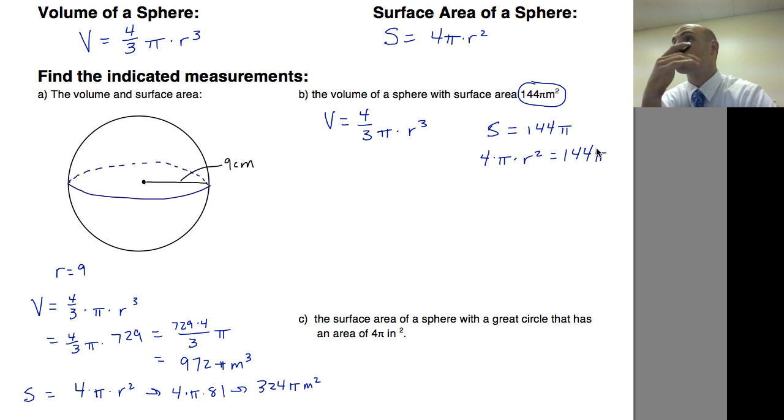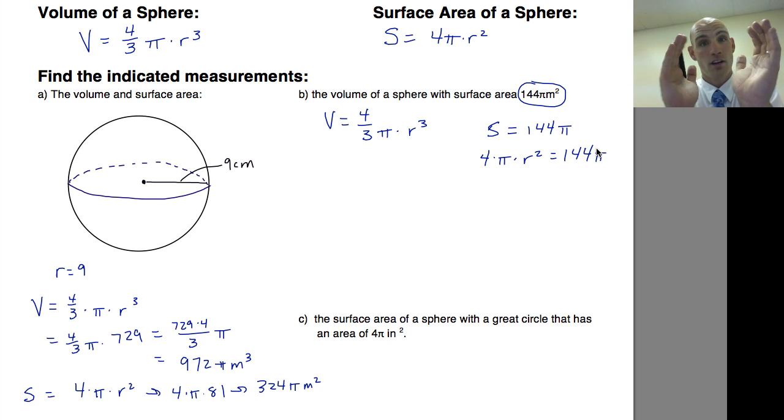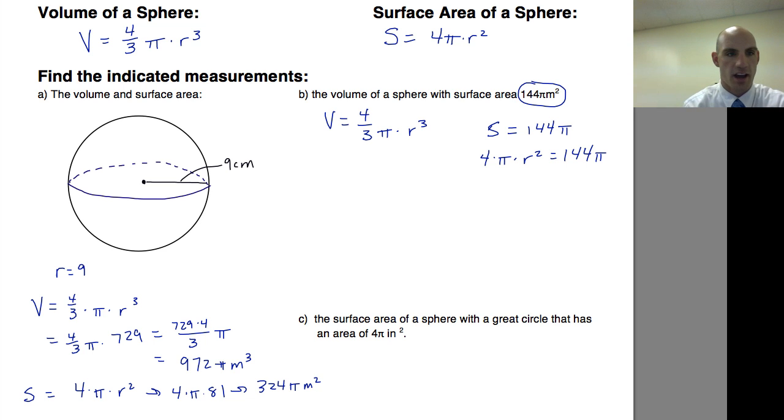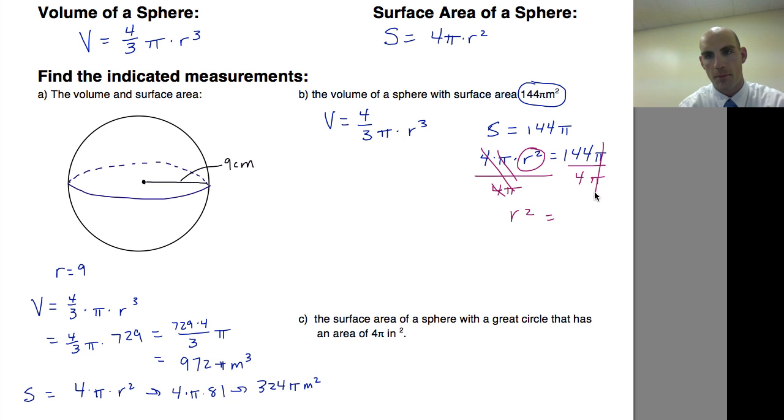As I've done before, I'm setting the formula for that surface area equal to what it actually is, and I'm going to solve for what I don't know. Well, in this case, here's what I want to find. I want to find the radius. Well, I need to eliminate all this stuff, so I'm going to divide by 4 pi on both sides, and we're going to look to see what happens here. So this all goes away, and I have r squared is equal to, the pi's cancel out, and 144 divided by 4 is 36. So my radius is equal to 6.